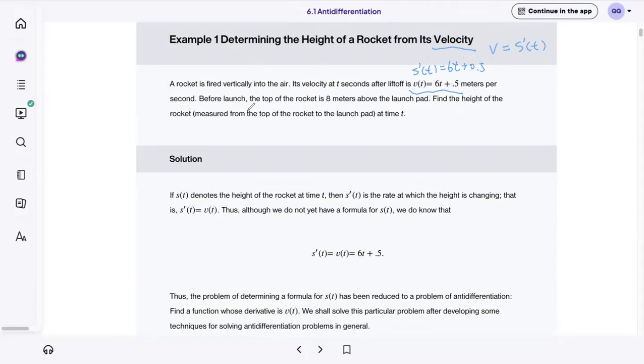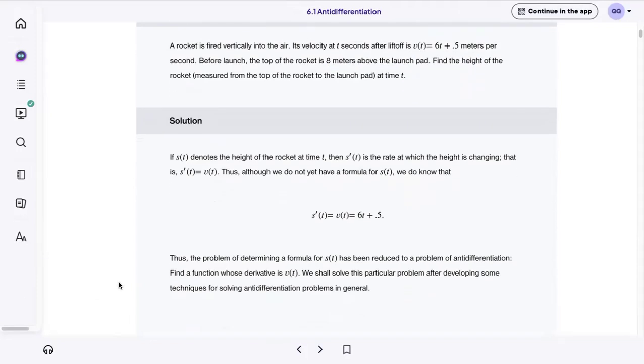Meters per second. Before launch, the top of the rocket is 8 meters above the launch pad. So that gives us an initial condition, which gives us the constant c. Find the height of the rocket, measured from the top of the rocket to the launch pad, at time t. Given the derivative function, we need to recover the original function using the information given. So basically, we need to anti-differentiate.